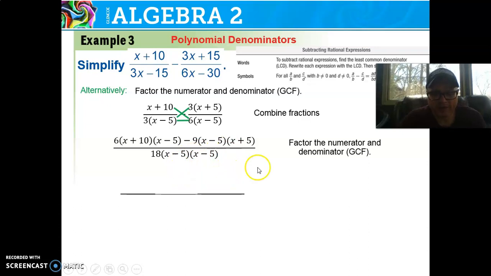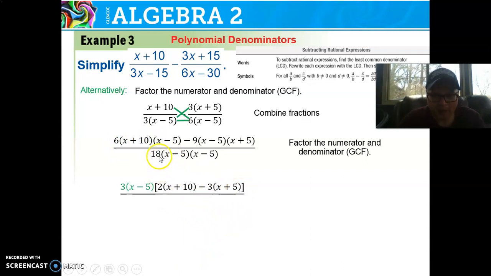Now, we can factor these by taking out a GCF. These both have a factor of 3 and x minus 5 in them. So I'm going to take a 3 from the 6 and the 9 and an x minus 5, leaving me with 2 times x plus 10 minus 3 times x plus 5.